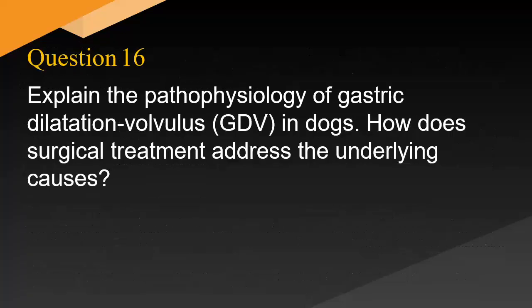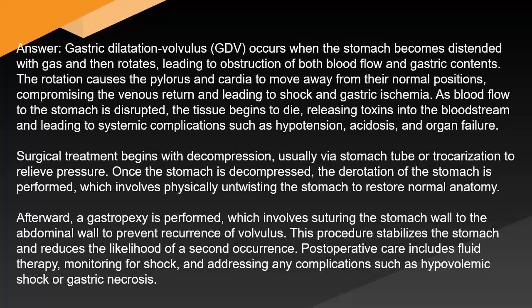Explain the pathophysiology of gastric dilatation volvulus (GDV) in dogs. How does surgical treatment address the underlying causes? Answer: gastric dilatation volvulus, GDV, occurs when the stomach becomes distended with gas and then rotates, leading to obstruction of both blood flow and gastric contents. The rotation causes the pylorus and cardia to move away from their normal positions, compromising the venous return and leading to shock and gastric ischemia.